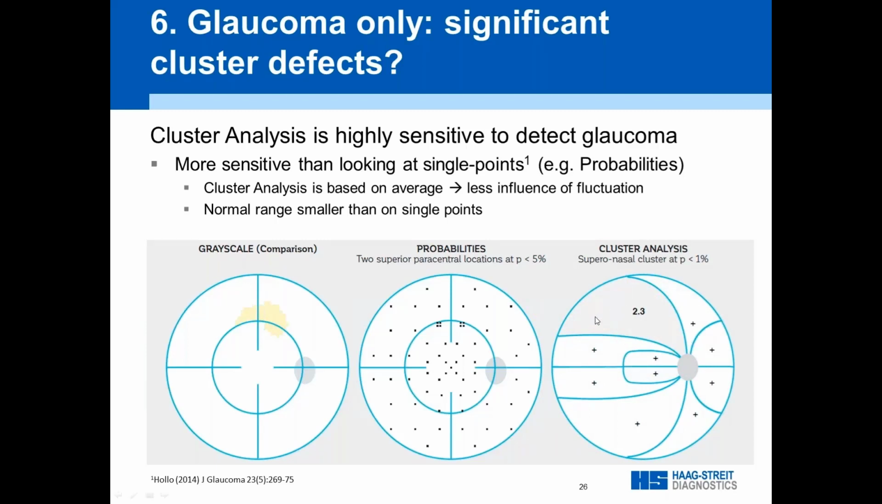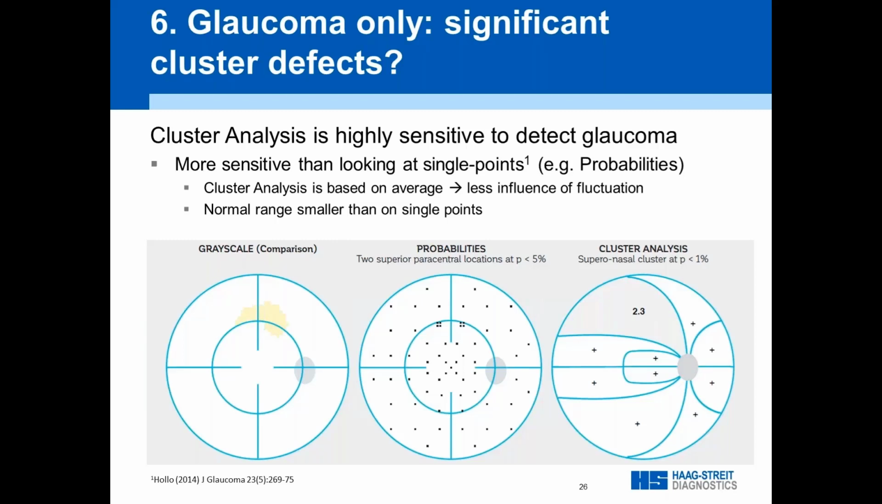And why does that work? The problem is when we look at single points, the normal fluctuation is huge because perimetry is a very hard test for patients. So there's a lot of variability. So the normal boundaries are huge, and it really takes kind of a huge type of defect, something of 4 or 5 decibel in the center, to really flag it as abnormal.